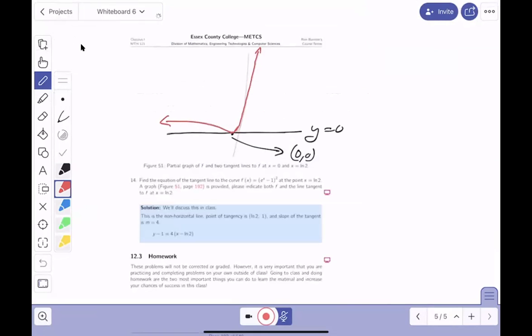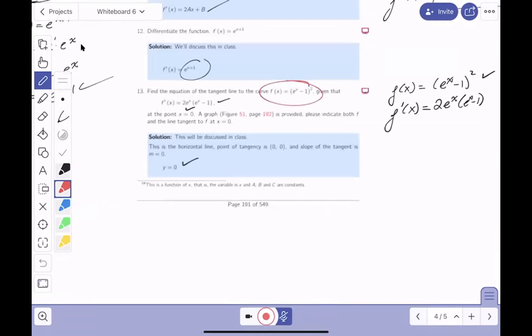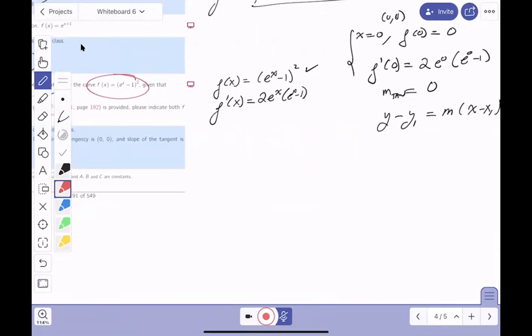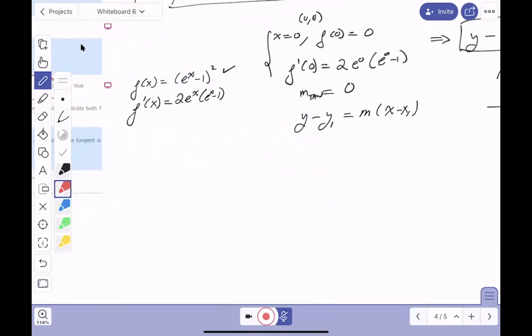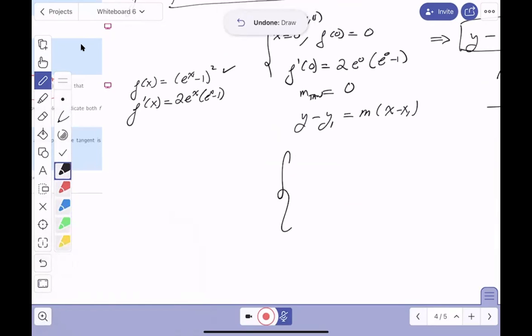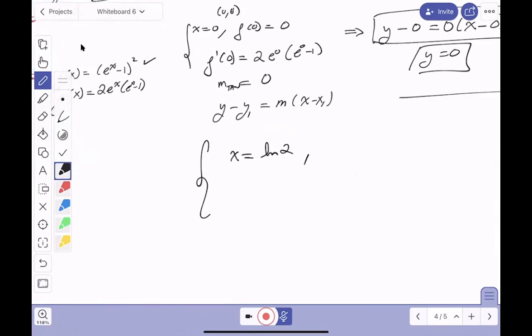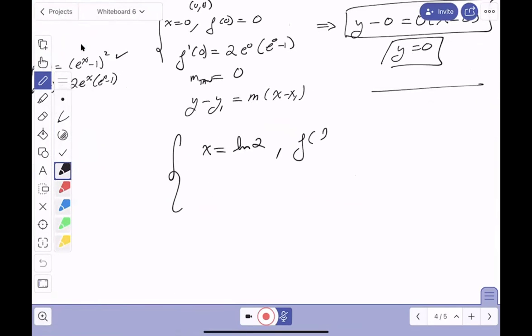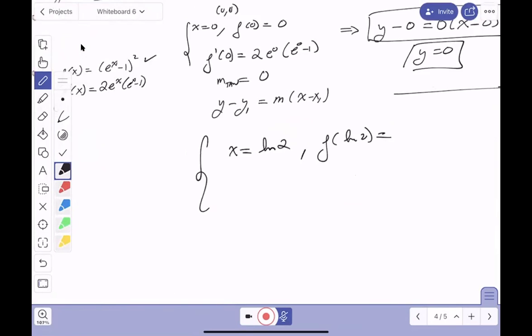Now I want to go to the next one. The next one says, find the equation of the tangent line at the natural log of 2. Let's go back over here, and I'm really going to do the same thing. All right, same exact thing. We have x equals the natural log of 2. So my question is, what's f of the natural log of 2? I don't know, I guess I've got to do it.